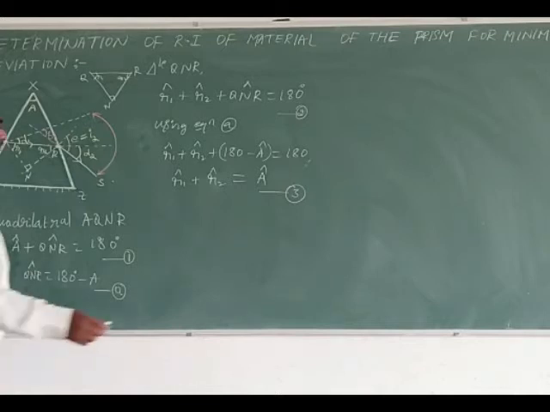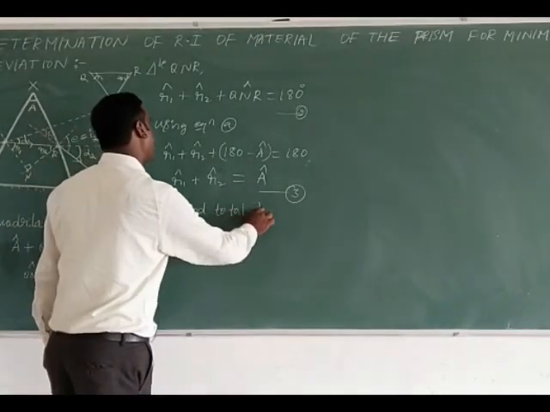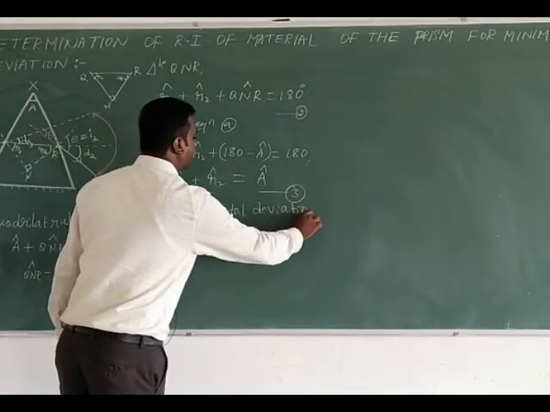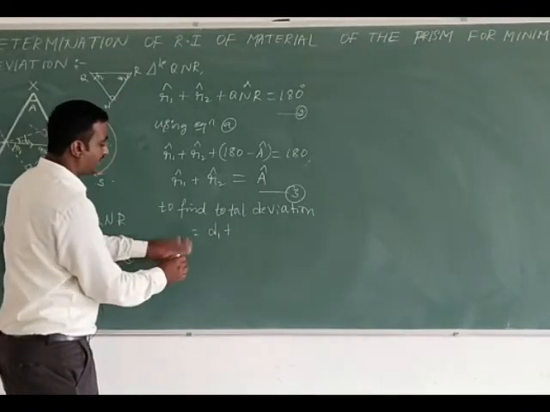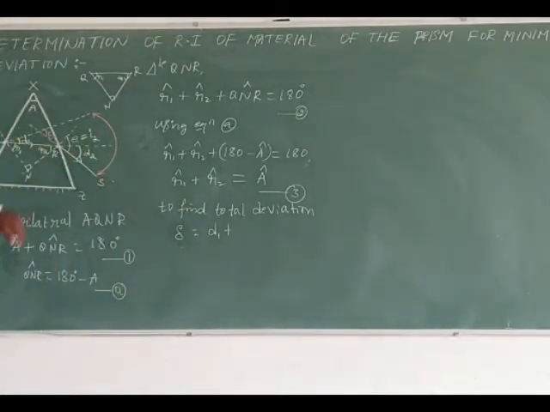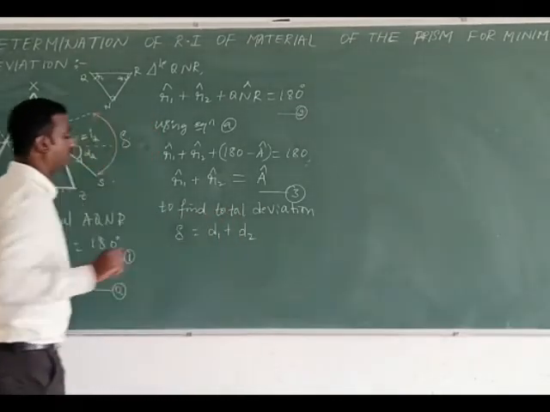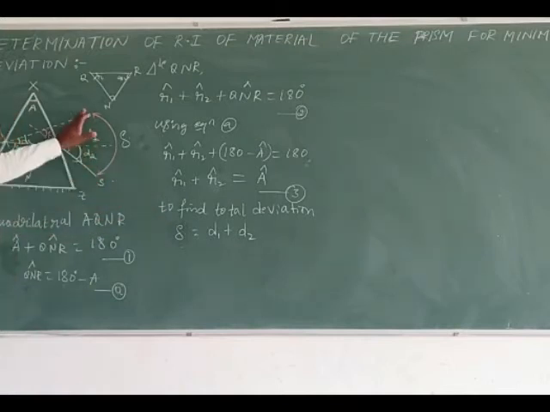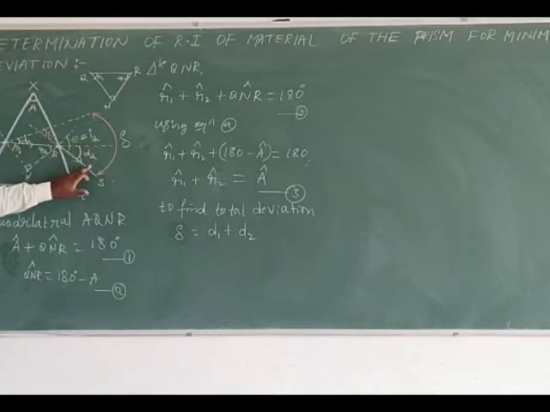Now our intention is to find the total deviation. The deviation is denoted by the symbol delta. So D is equal to D1 plus D2. That is, the deviation of the light ray at the first surface is D1, and at the second surface is D2. We have to calculate these two values, so look at the diagram very carefully.